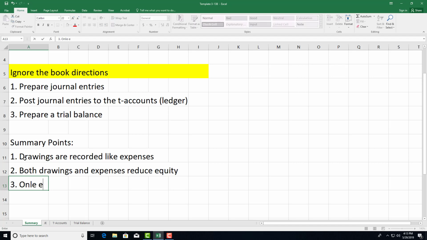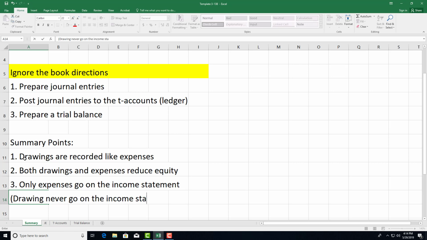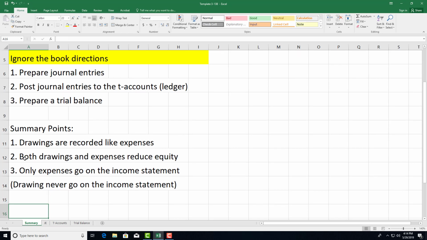However, only expenses go on the income statement. And this is kind of redundant, but I just want to be very clear on my point. Drawings never go on the income statement. We look at drawings very differently than we do expenses.